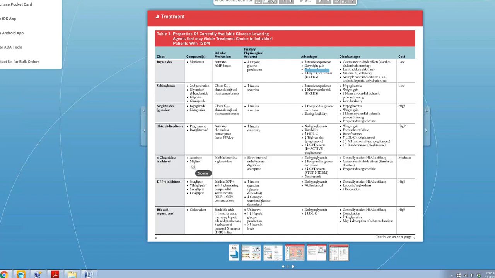So acarbose, miglitol, those are to give for postprandial glucose spikes. That's what we're going to use those for. So I don't use those much. Of course, I work with a lot of older people and with advanced disease. And you have to know that diabetes is a progressive disease. It's progressive chronic disease.